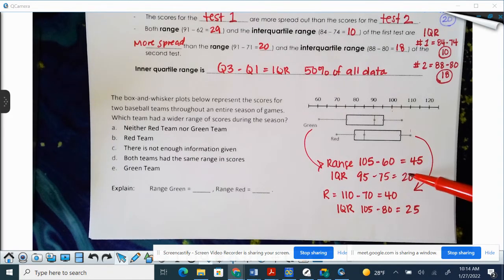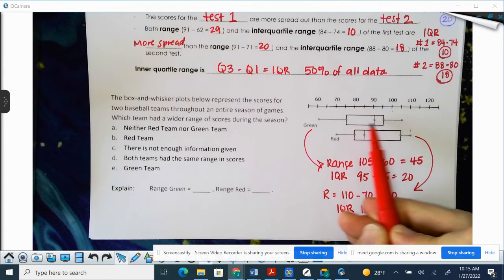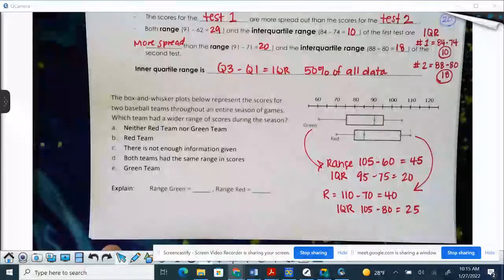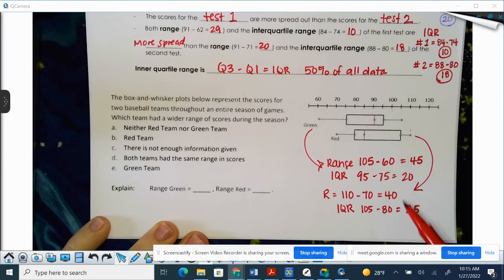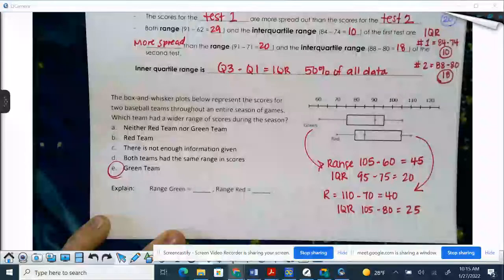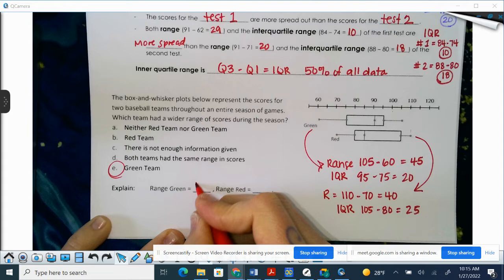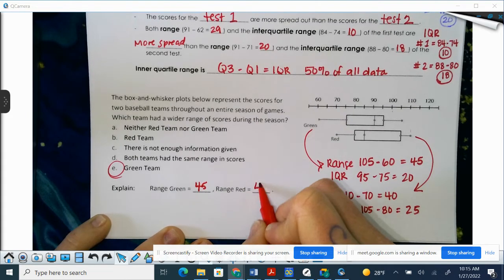So this is more compacted, though it has a larger range. So all outside of 95 and 75 is the other 50% of our data, but a lot of it falls in between there. So that's a pretty good conversation about what's happening in here. As far as which team has a wider range of scores, it's going to be Team Green. And then we have our range over here to fill in. So range for Team Green is 45. Range for Team Red is 40.